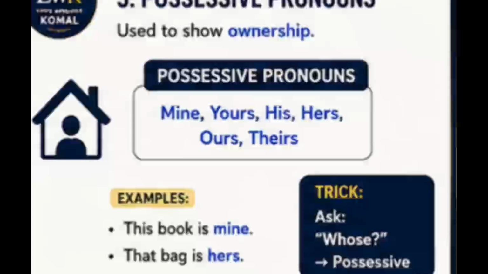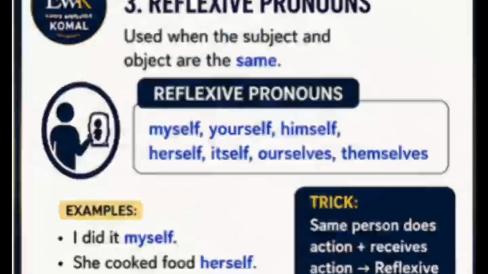Next, in this part we have a reflexive pronoun. This is used when the subject and object are the same. When your subject and your object are the same, then we use the reflexive pronoun. Let's see the examples of this one. Myself, yourself, himself, herself, itself, ourselves, themselves. These are the reflexive pronouns.